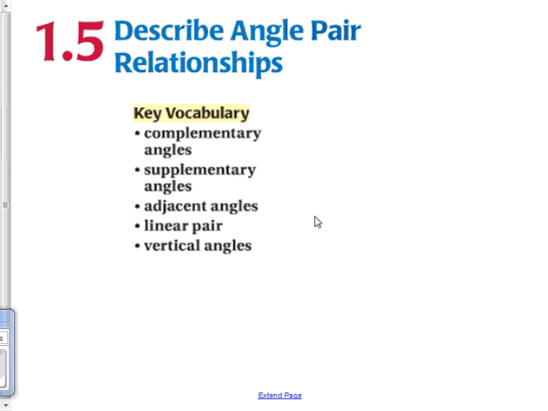In section 1.5, our goal is to describe angle pair relationships. First thing you should do is define the following words: complementary angles, supplementary angles, adjacent angles, linear pair, and vertical angles. Press pause on the video, define those 5 words. When you're done, press play.